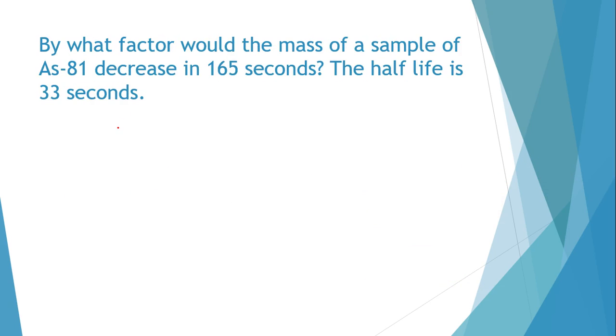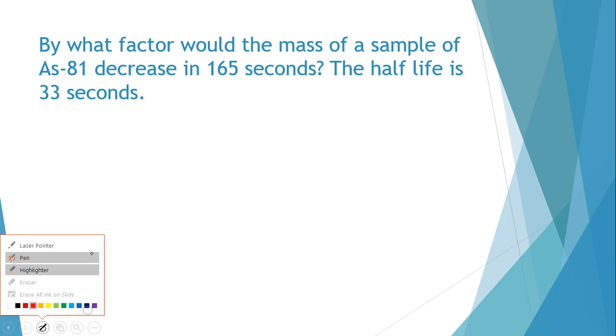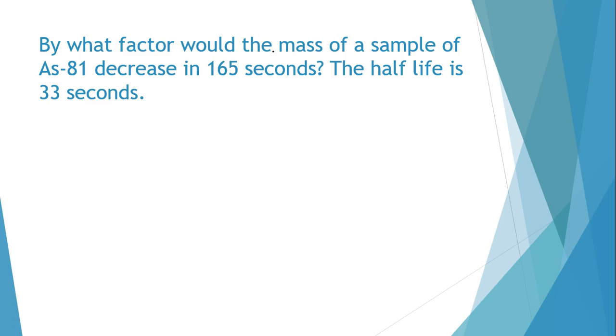Because this one's a little different and you have some of these in your practice problems. This one says, by what factor would the mass of a sample of arsenic 81 decrease in 165 seconds? The half-life is 33 seconds. Now here's where this one's weird. It doesn't give me a starting mass.